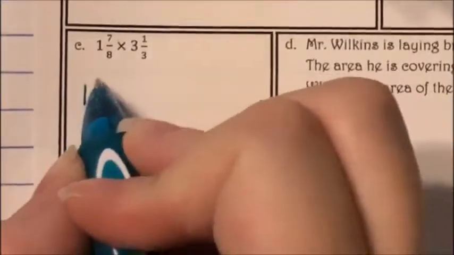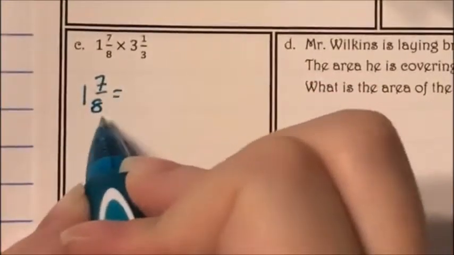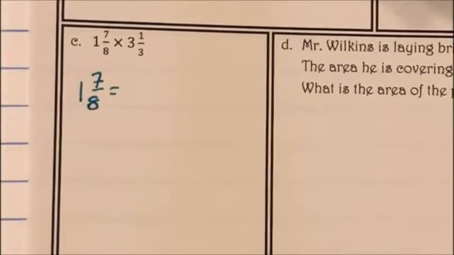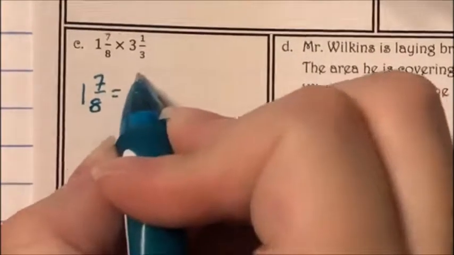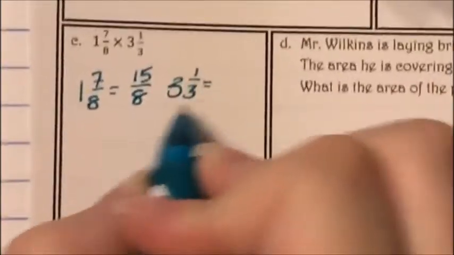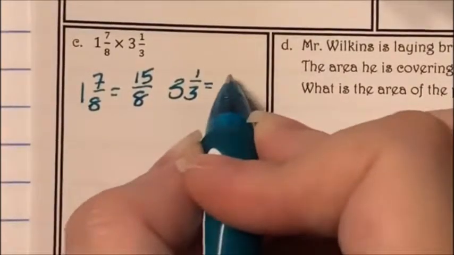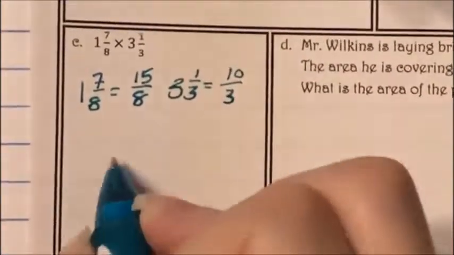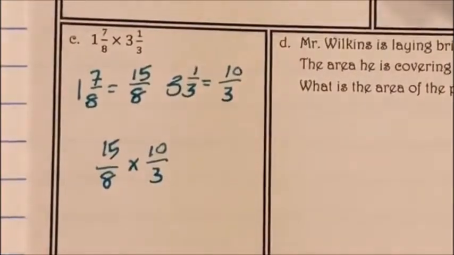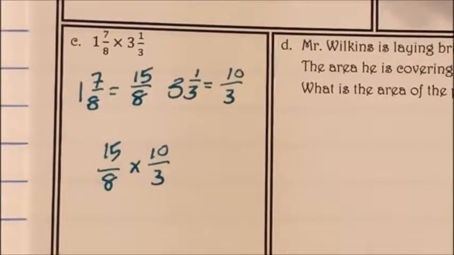Letter C says 1 7/8 times 3 1/3. So 1 7/8 equals 8 times 1 is 8, plus 7 is 15, so I get 15/8, and then 3 1/3. 3 times 3 is 9, plus 1 is 10. So now I have 15/8 times 10/3. Okay. I can look at what cross simplifies.